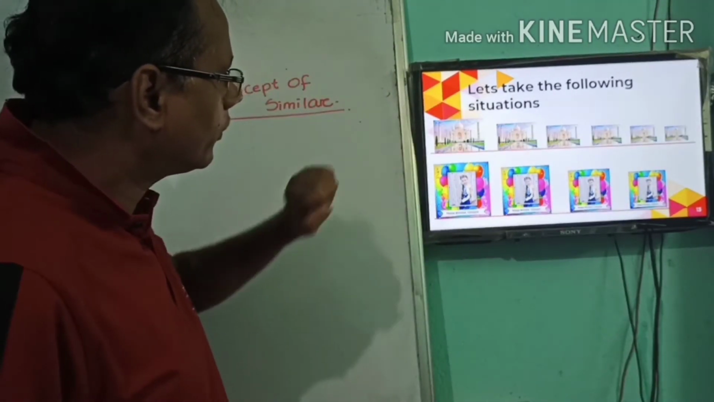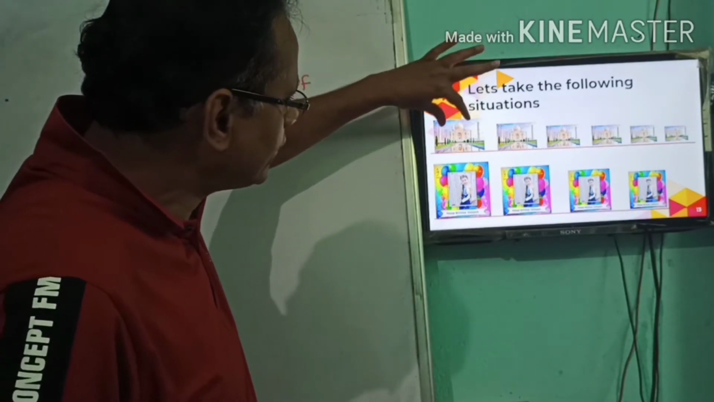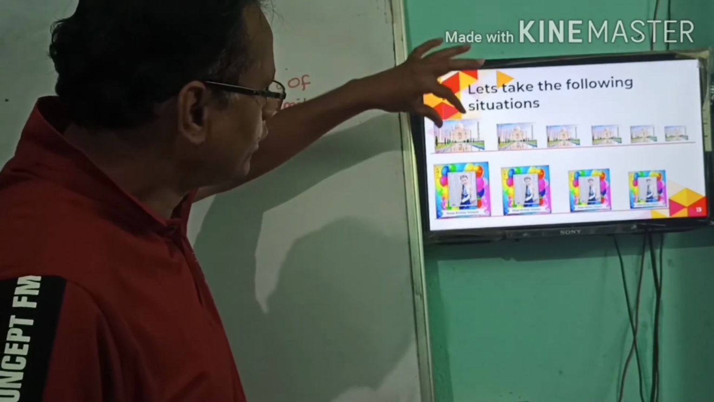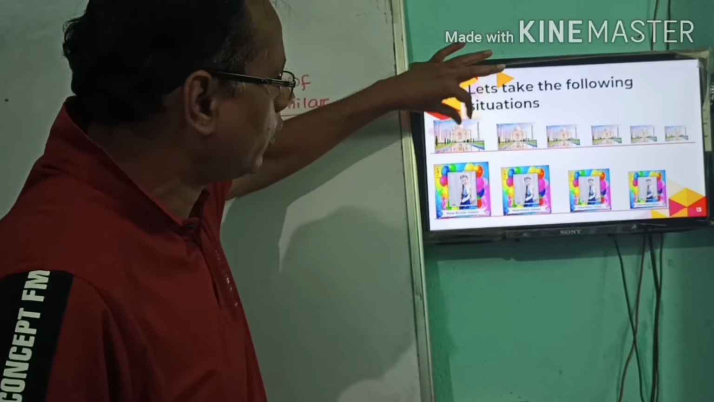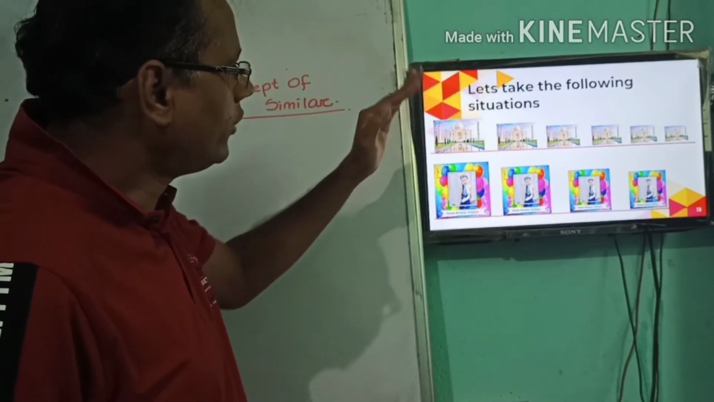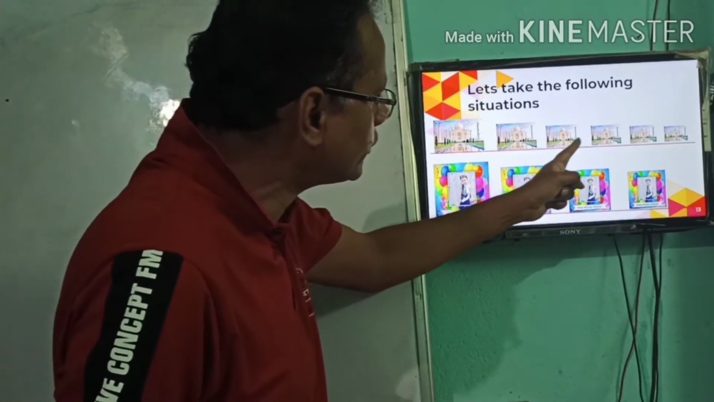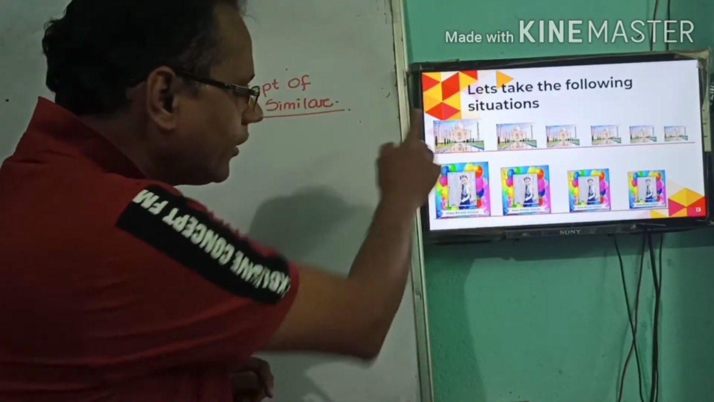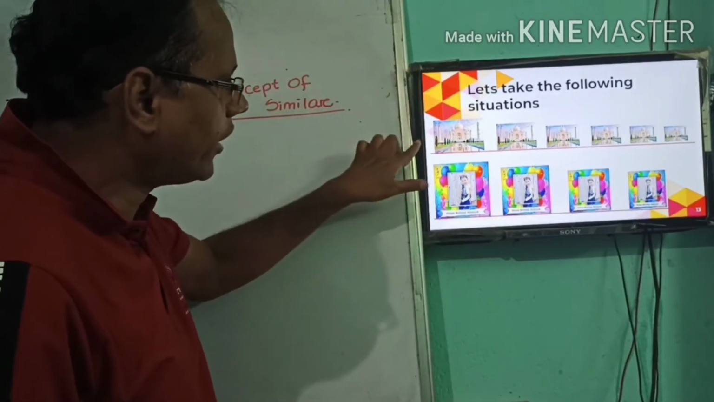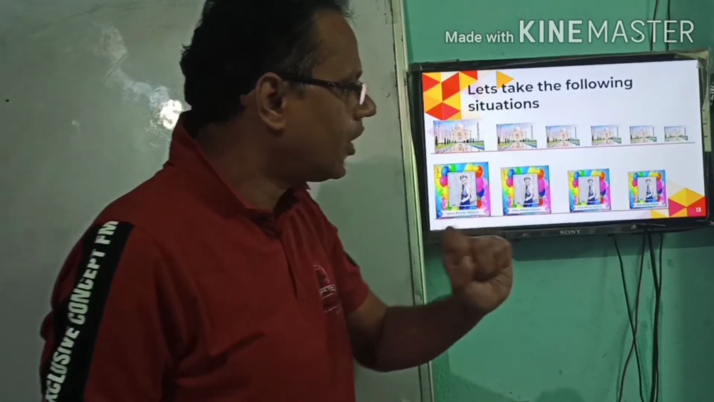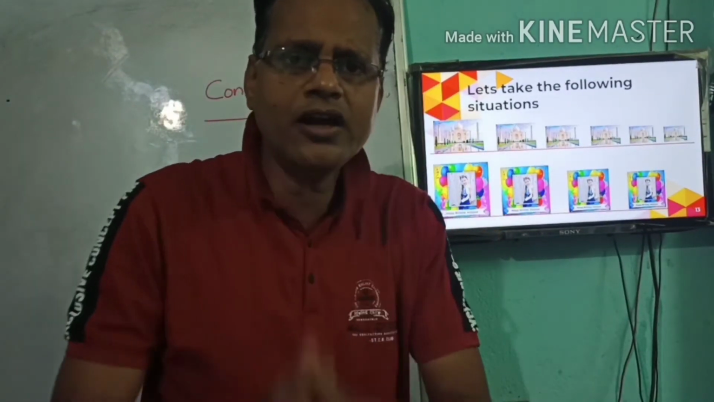Compare this. This is a decreasing figure of your Taj Mahal. Can you tell when the figure of this Taj Mahal is going to be decreased? If I compare the first diagram with the last diagram, have you seen any change of angle?